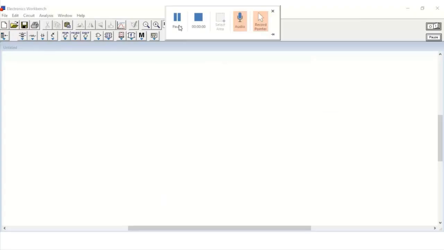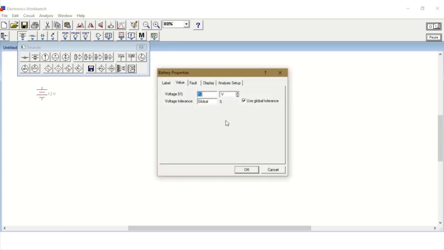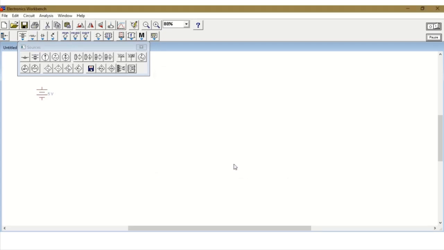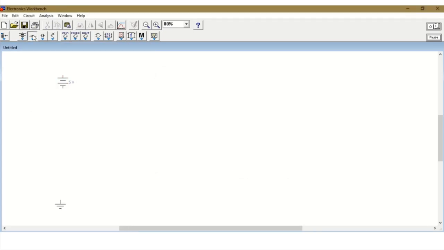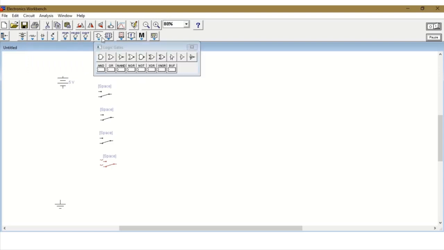Let us implement the same circuit on Electronic Workbench 5.12. For that, we need basic components like the 5-volt battery. So here's the battery. Let's make it 5 volt. We need the ground and the 4 switches for 4 variables A, B, C, and D. So here are the 4 switches.